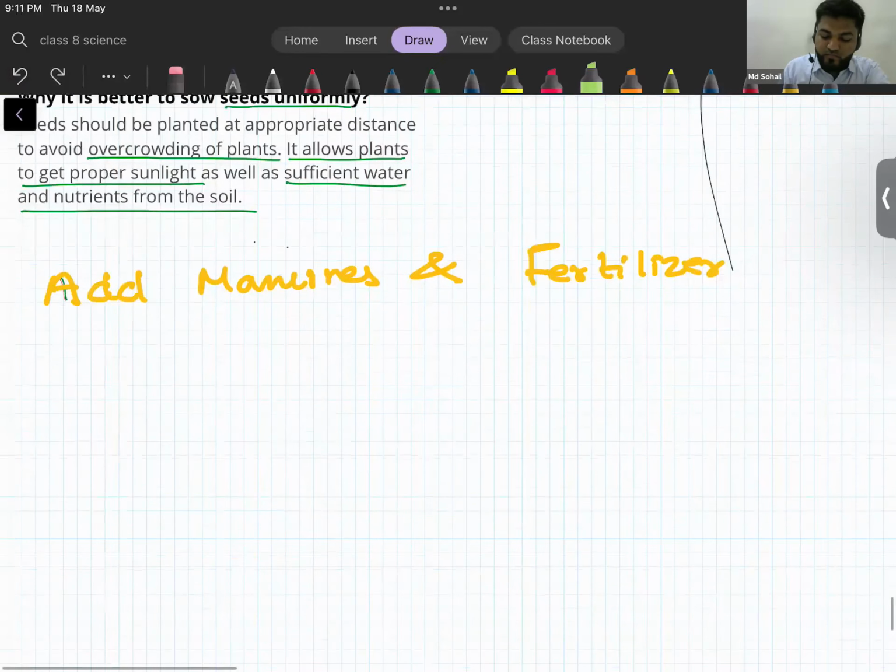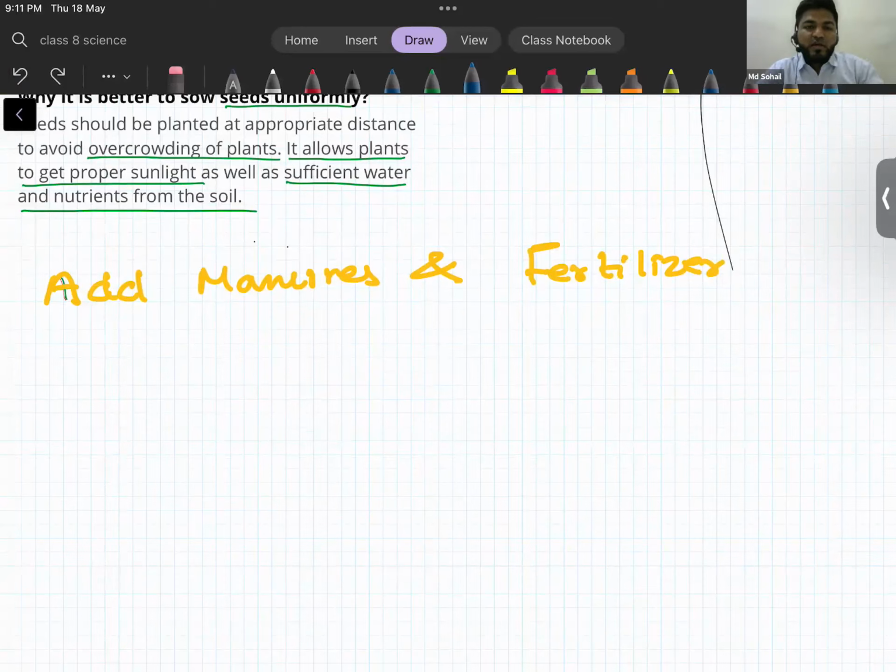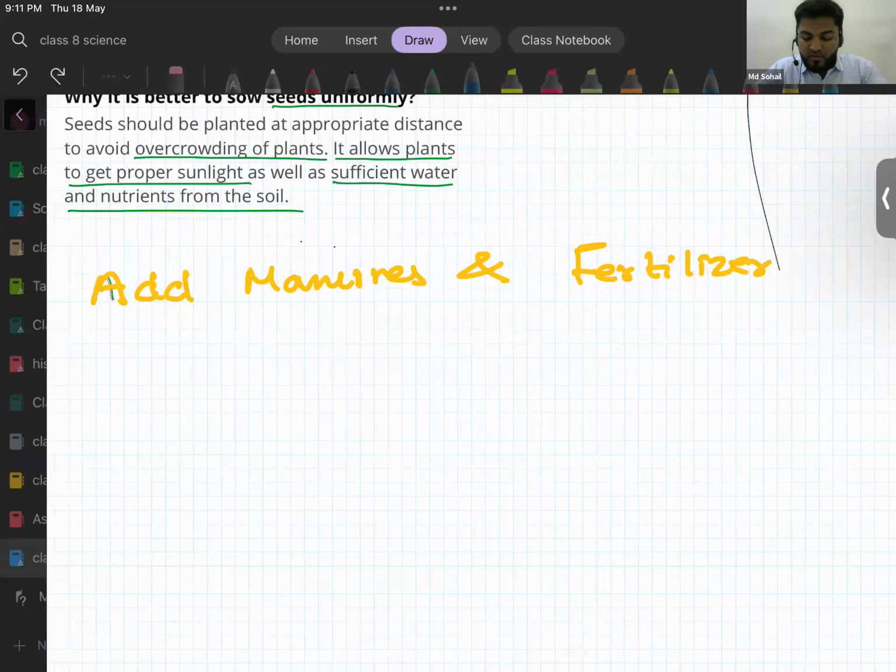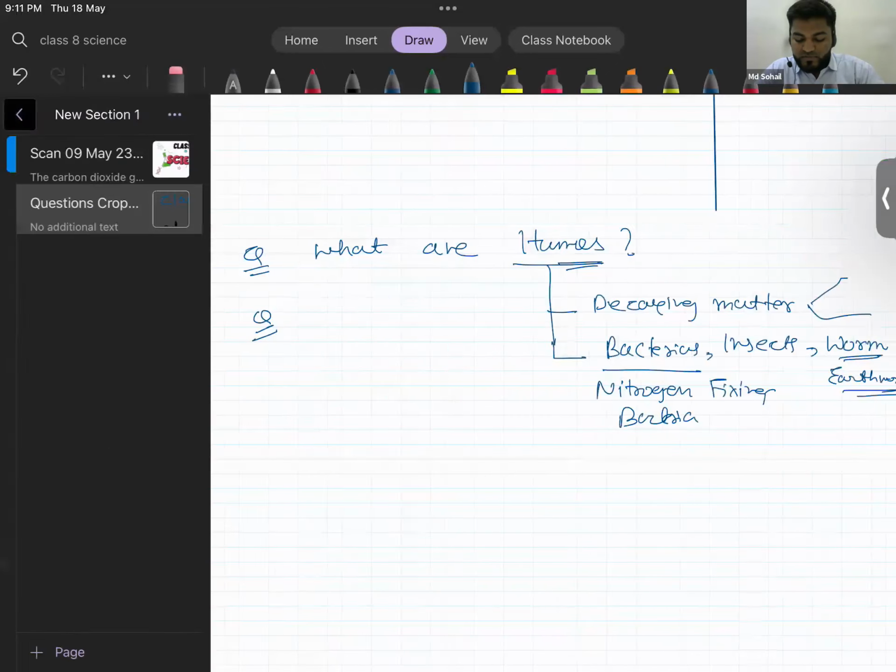Fertilizers are man-made and manures are natural. Very good. Basically, in the case of manures we take organic compounds. For fertilizers, we basically take chemicals. Fertilizers are not naturally present in the environment. Humans create them. So let's have a look at both of them. We discussed them previously also.